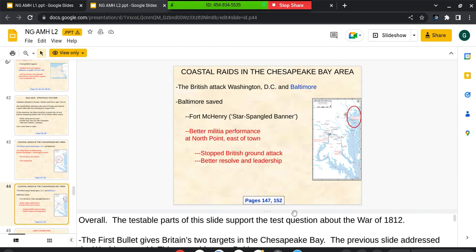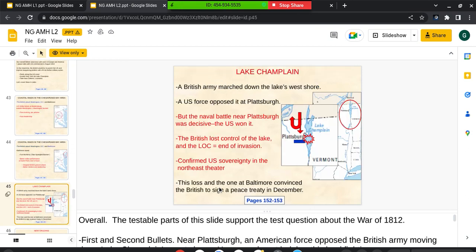However, there was a better militia performance at North Point, east of town, at Fort McHenry. They stopped the British ground attack, and there was much better resolve in leadership. What's testable here is understanding the difference between North Point and what happened at Bladensburg. At Bladensburg, the militia had a very poor performance, whereas at North Point, they had a much more improved performance of the militia. Next, at Lake Champlain, it was a naval battle near Plattsburgh that was decisive.